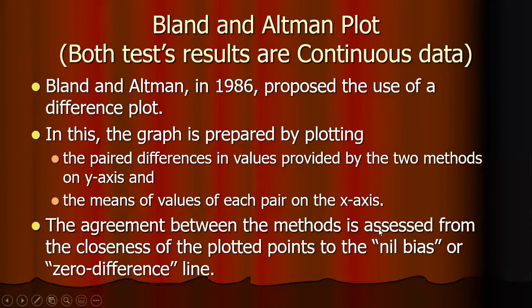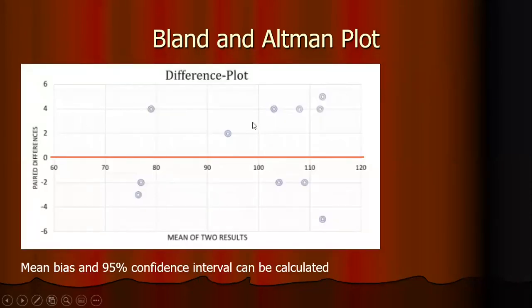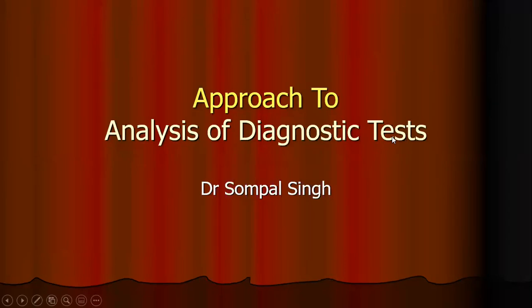The agreement between the methods is assessed from the closeness of plotted points to the nil bias or zero difference line. So if both the test results give the same values, then the pair difference will be almost equal to zero. So we compare it with the zero difference line. So this is the difference plot or Bland and Altman plot. We compare our result with this zero difference line, and we can also calculate the mean bias and 95% confidence interval in our case. So these are various tests used for analysis of diagnostic tests.